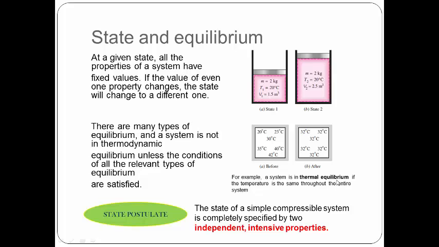And what about equilibrium? Basically, a system is in thermal equilibrium if the temperature, as you can see in this picture, is the same throughout the entire system. Meanwhile, in this picture, we can see different values of temperature. Now, to have a deep knowledge of a state, we need to know two properties which are independent and intensive.